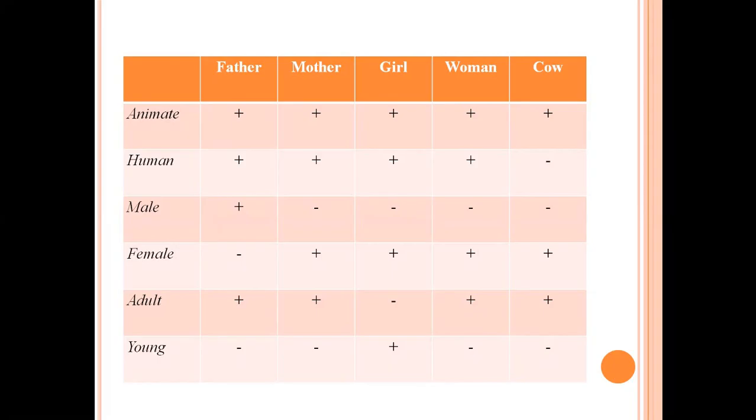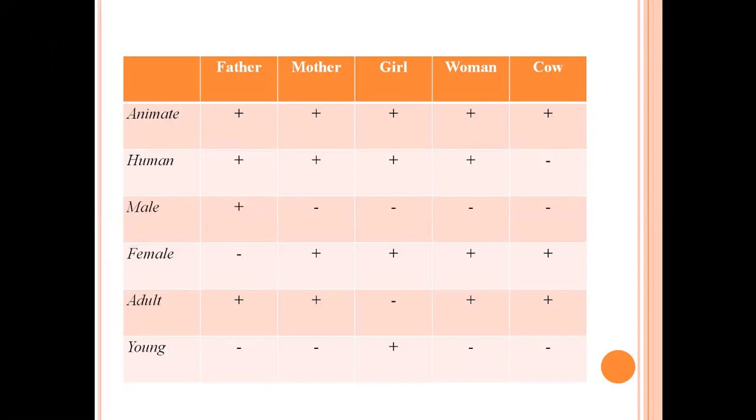Now look at the property of young. Father minus, mother minus, girl plus, woman minus, cow minus. So you can see by using semantic features, we can show the semantic properties by using plus and minus. That's an interesting area where you can show the semantic properties.